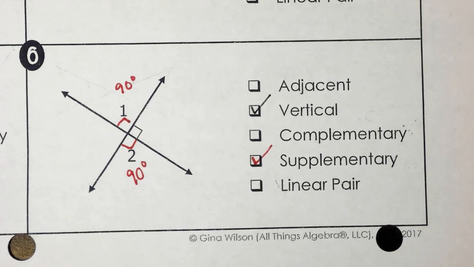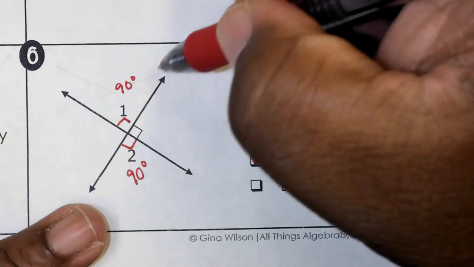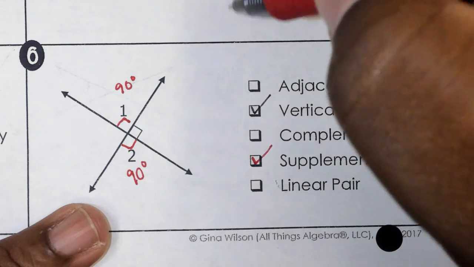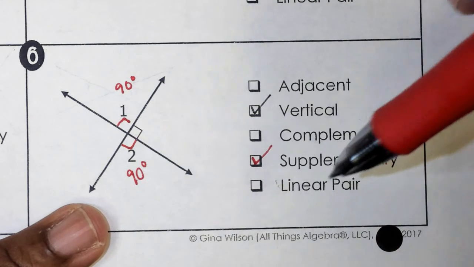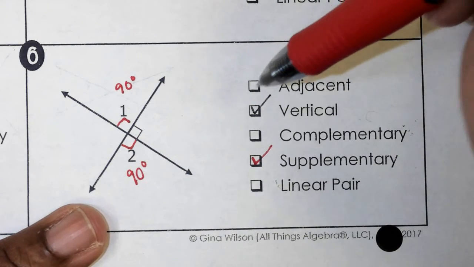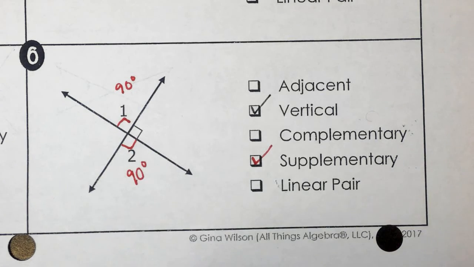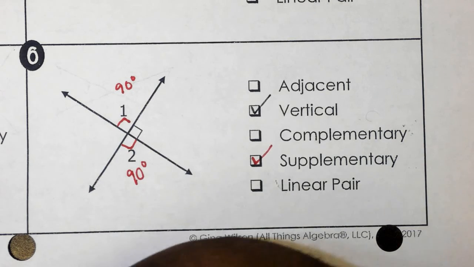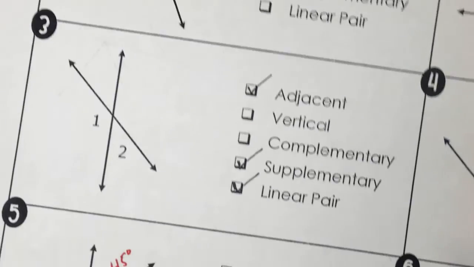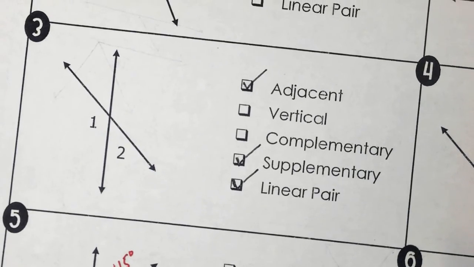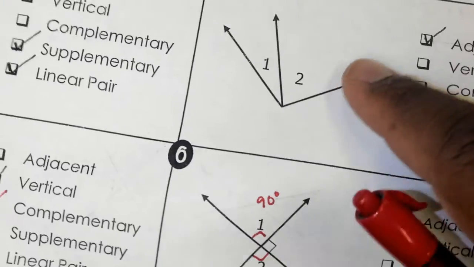No, linear pair have to form a line. These two do not form a line together. They're just across from each other. Linear pair is adjacent and supplementary. You remember, if we don't check adjacent, then it can't be linear. Linear pair have to sit right by each other. Over here, back on number 3, that was a linear pair. They sit right next to each other. You see it? These down here are across from each other.